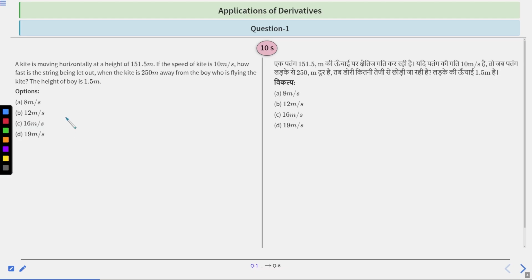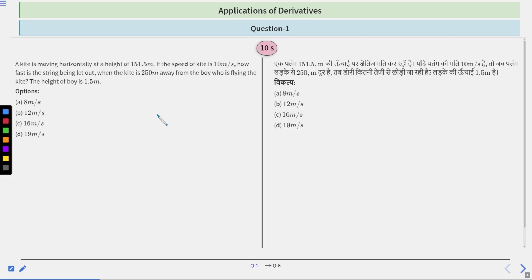So let's start with question number 1. It says a kite is moving horizontally at a height of 151.5 meter. If the speed of kite is 10 meter per second, how fast is the string being let out when the kite is 250 meter away from the boy who is flying the kite? The height of the boy is 1.5 meter. So the hint of this question is this.